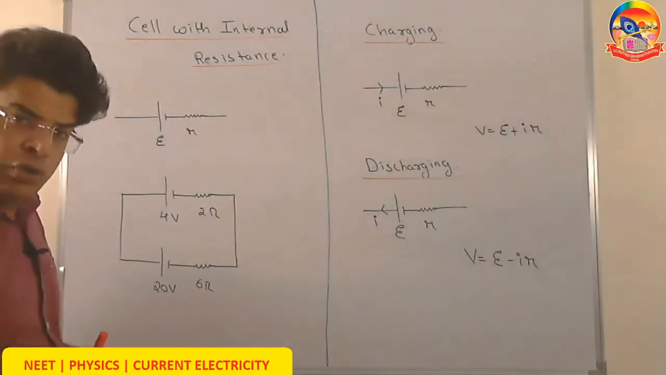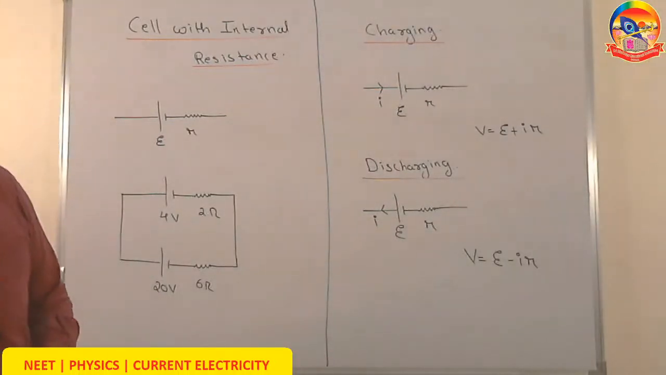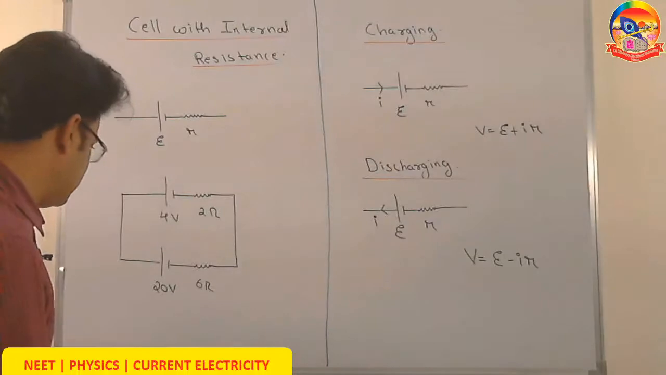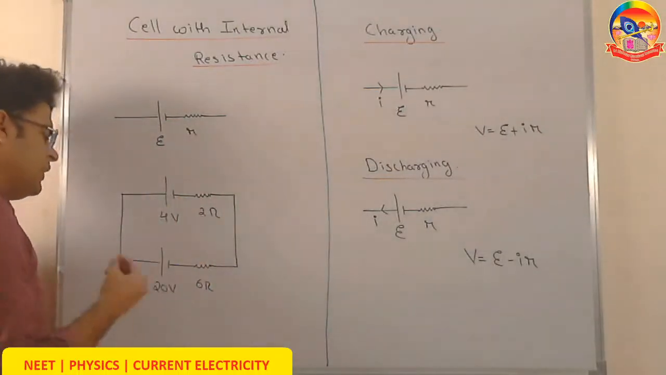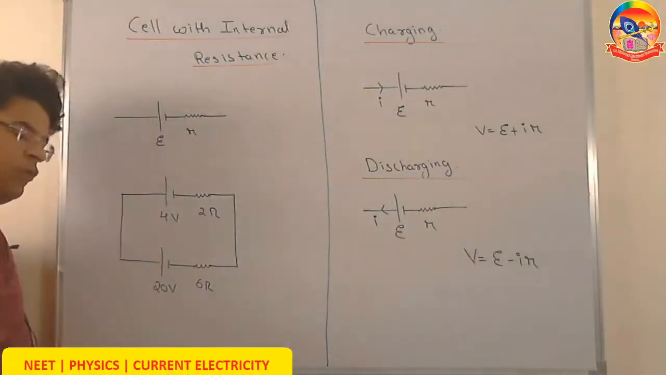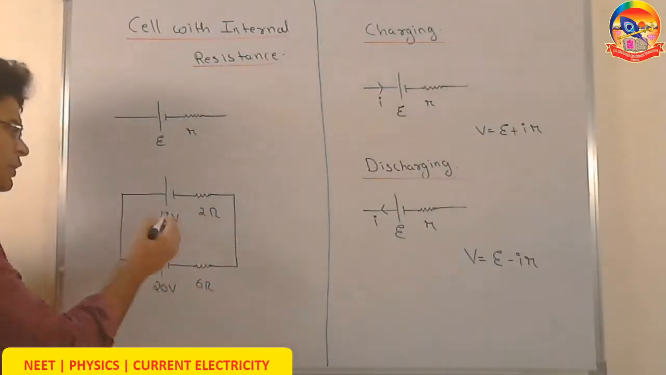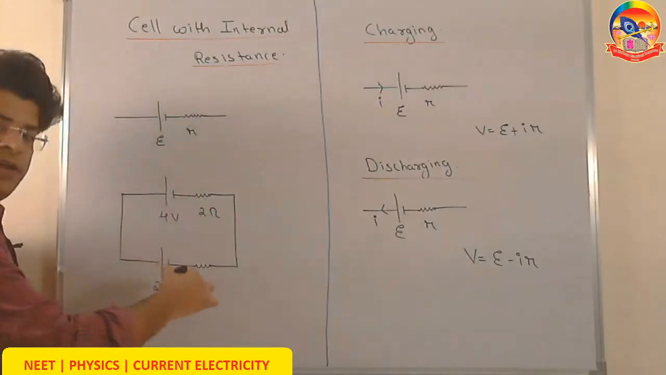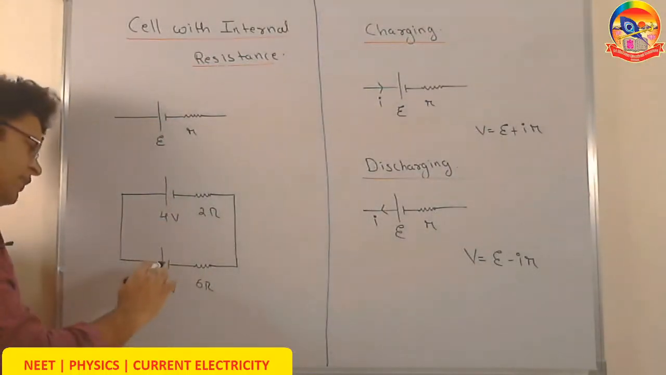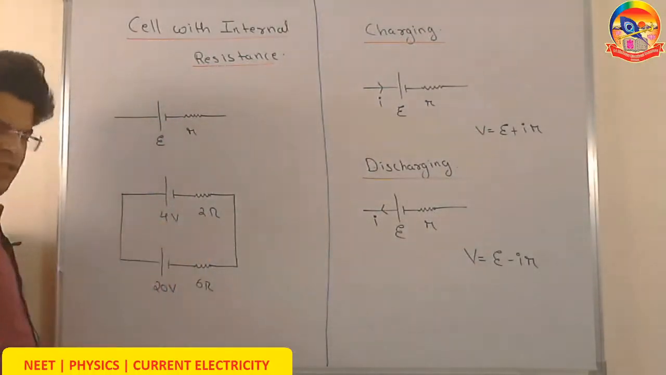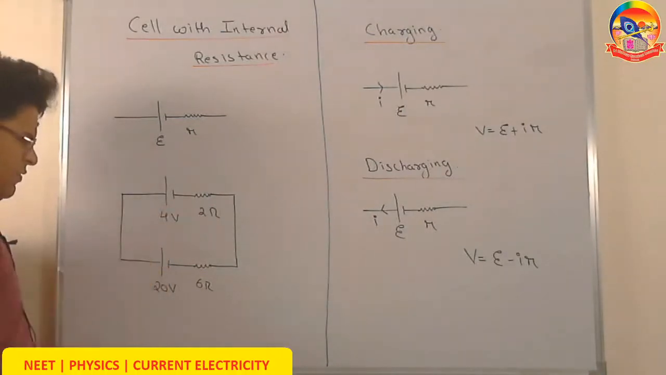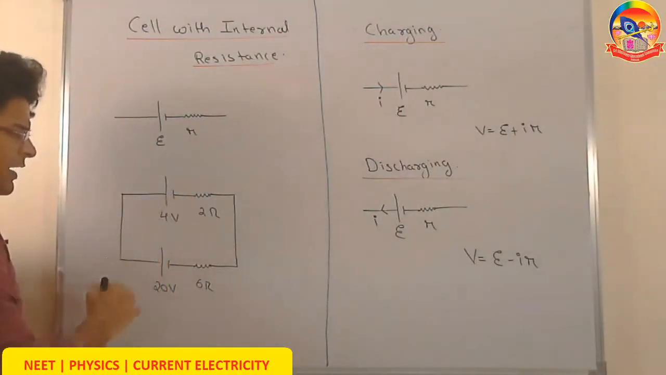Now there are two cases, charging and discharging of a cell. To make you understand this, I always ask this question. Let's say there are two cells of 4 volt and 20 volt having internal resistance 2 ohm and 6 ohm. The 4 volt cell tries to drive current anti-clockwise, while the 20 volt cell tries to drive current clockwise. Who will win? Definitely the stronger one will win. What will be the current in this circuit?